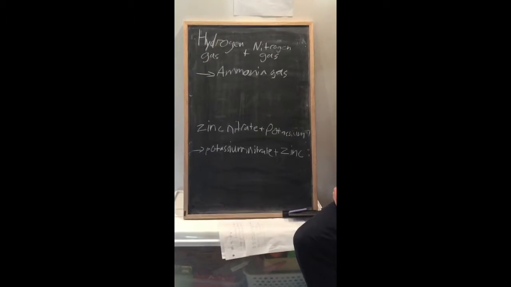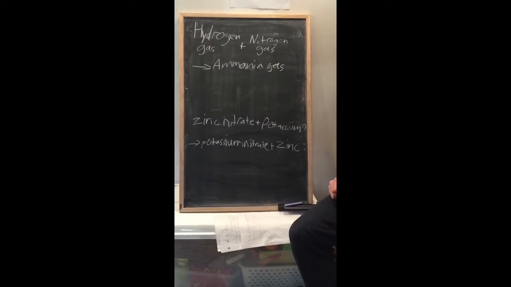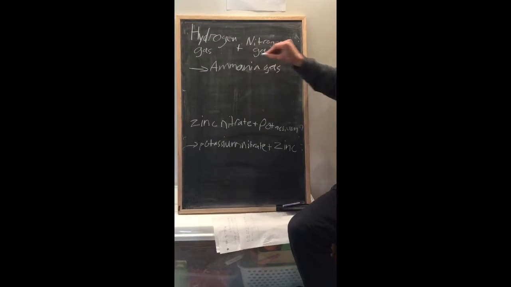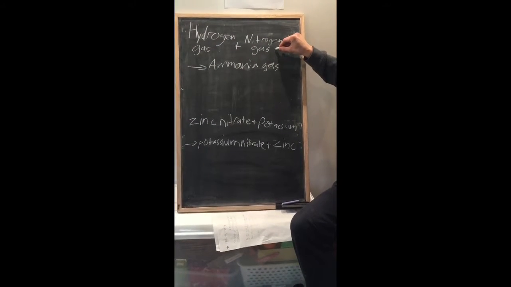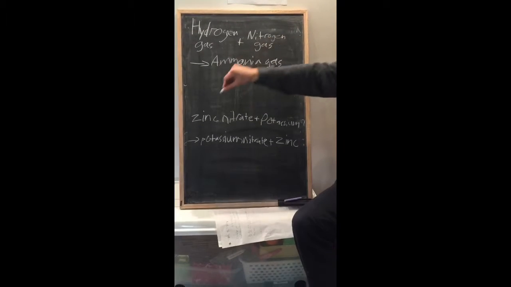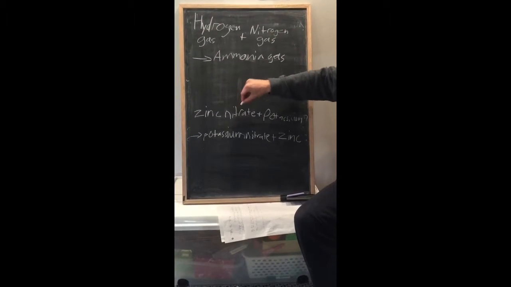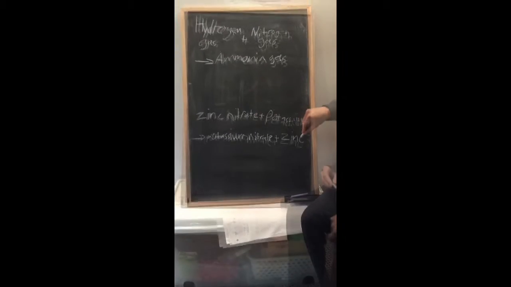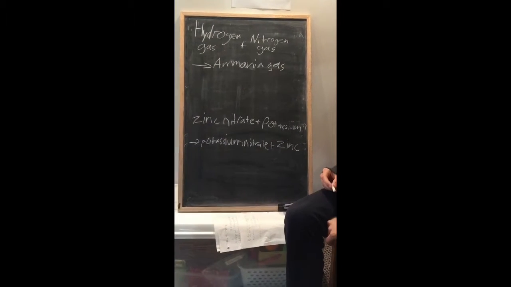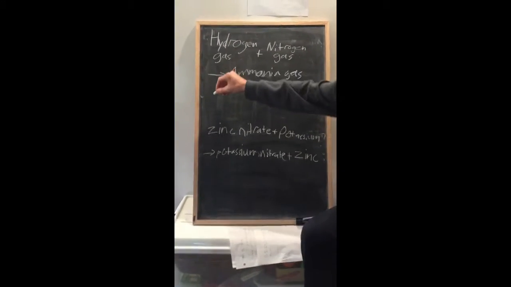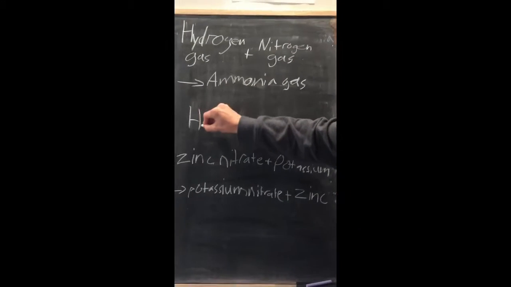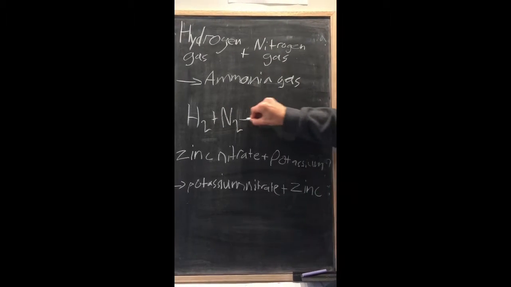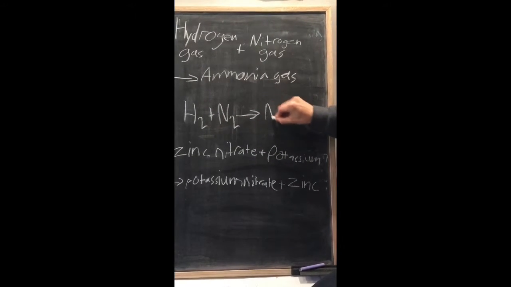In this video, I will explain the comparison of the two equations I chose: hydrogen gas and nitrogen gas to make ammonia, and zinc nitrate and potassium to make potassium nitrate and zinc. Now I'll write the skeleton chemical equation. For hydrogen gas, it would be H2, plus nitrogen gas, N2, and ammonia is NH3.